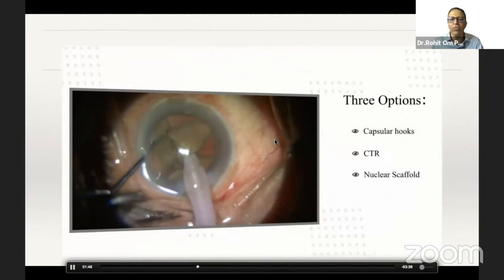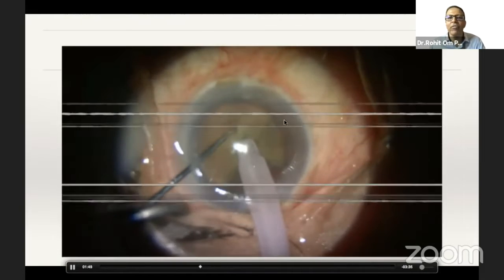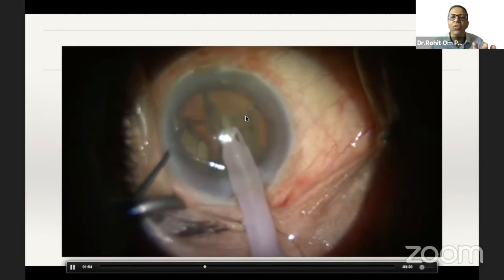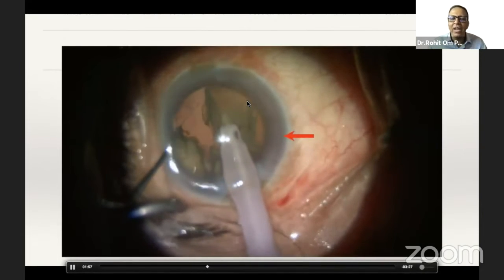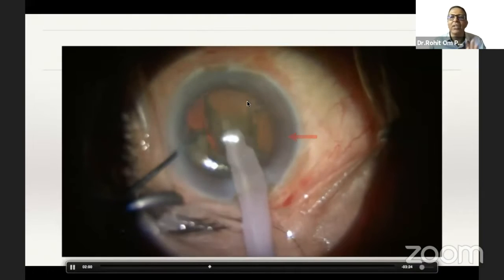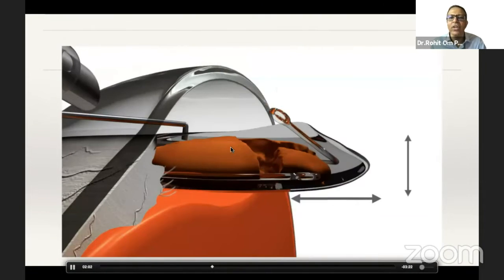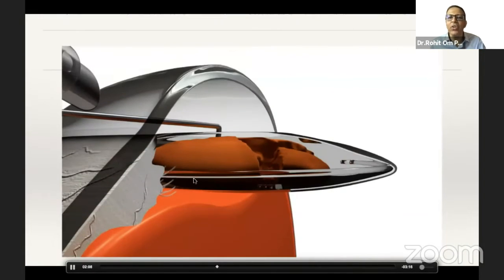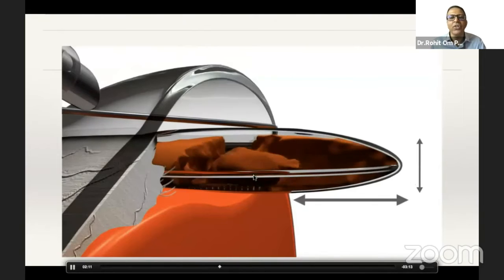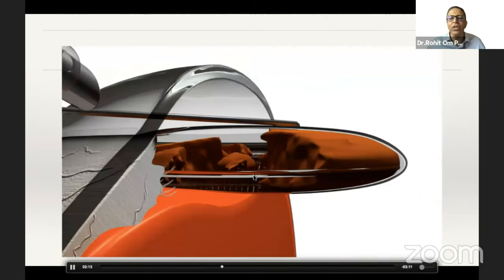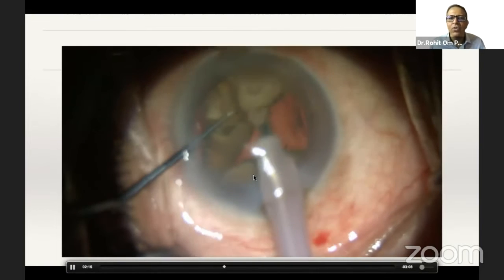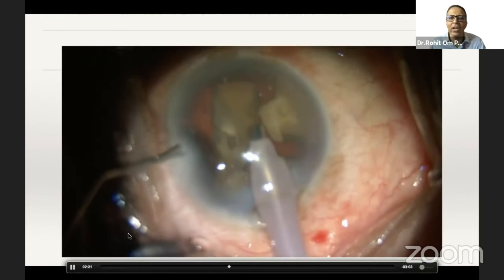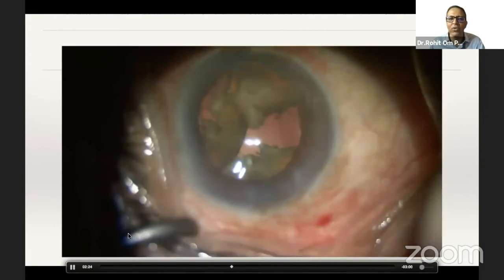Now, what is this nuclear scaffold? Let's rewind it, and you will find when these nuclear fragments were in the area of zonular dehiscence or zonular weakness, there was a three-dimensional support. So I thought at this point of time, I'm going to use a CTR to provide a horizontal support and use the nuclear fragments to my advantage to provide a three-dimensional support in the area of zonular dehiscence. So at this point of time, I have decided to introduce a CTR. The bag is being inflated before I take it out.